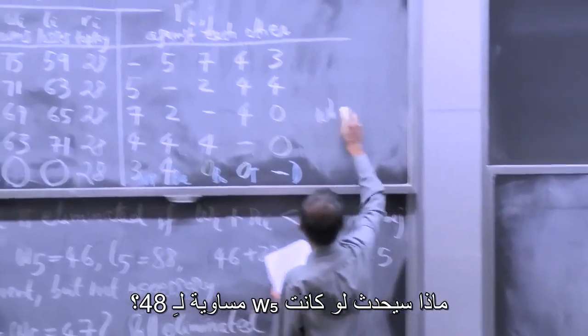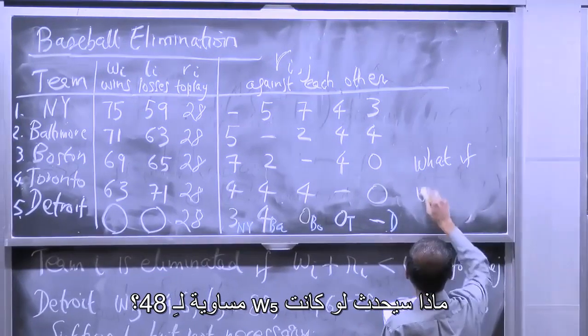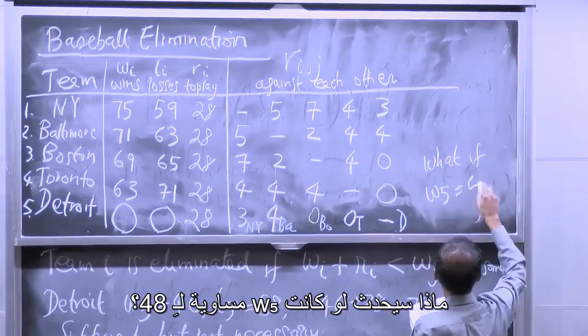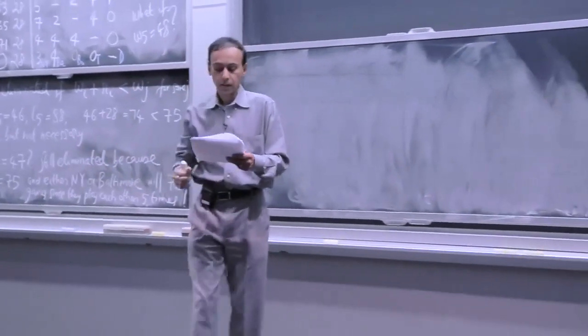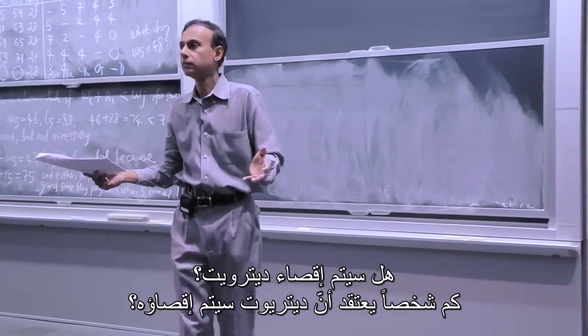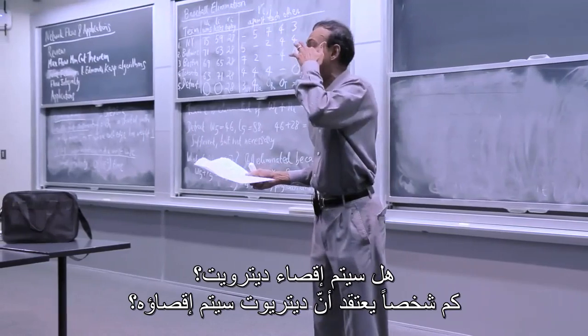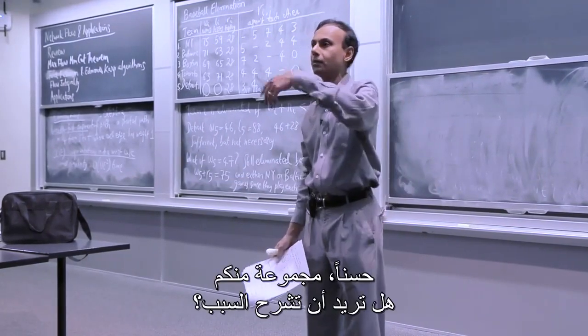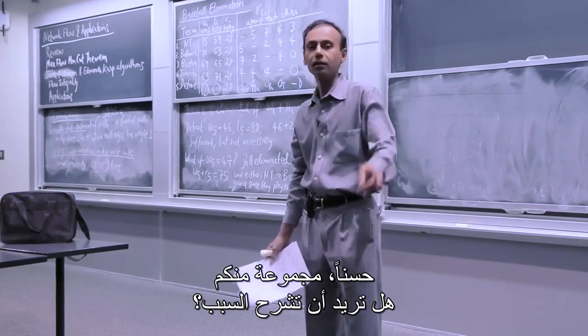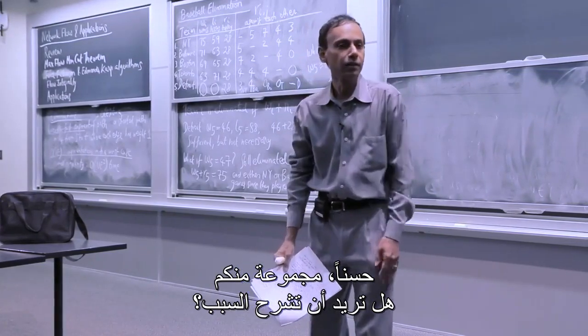But what if W5 equals 48? Is Detroit eliminated? How many people think Detroit is eliminated? All right, a bunch of you. You want to explain why?